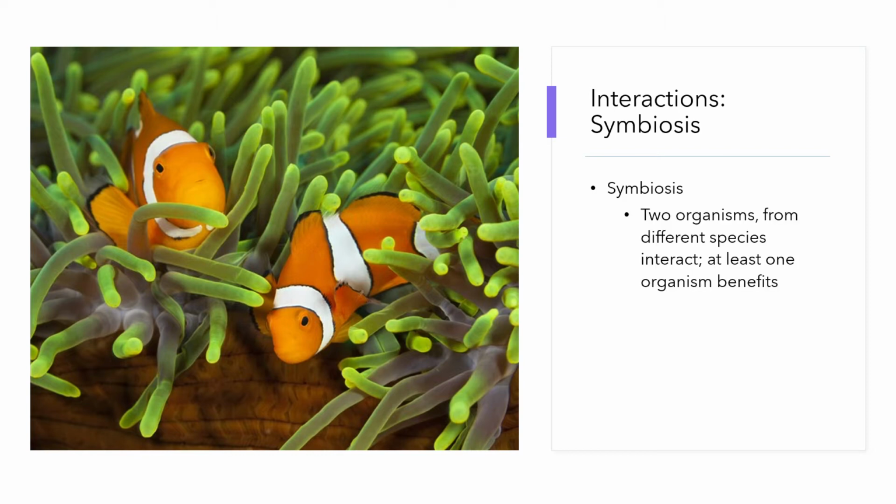Okay, so symbiosis is going to be 2 organisms from different species. They're going to interact, okay? But at least one of them is going to benefit, okay? So there's different specifics for each. There's 3 different types. There's mutualism, commensalism, and parasitism. Okay, so we're going to talk about each of those in the next slides.